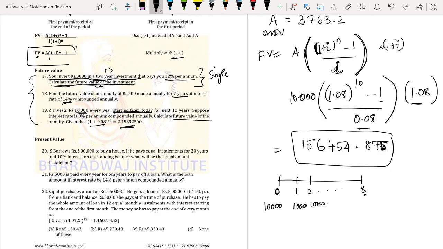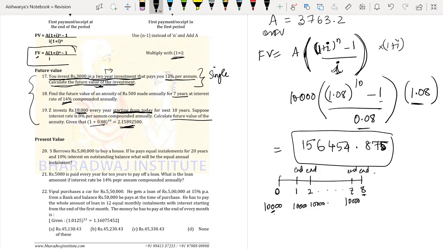Okay, so since the investment is happening at the beginning of the year, the first one is happening at time 0. The second one is happening at the beginning of the second year. Beginning of the first year is time 0. Beginning of the second year is end of first year. Are you clear about this? Understood this part? Beginning of second year is end of first year, like that.